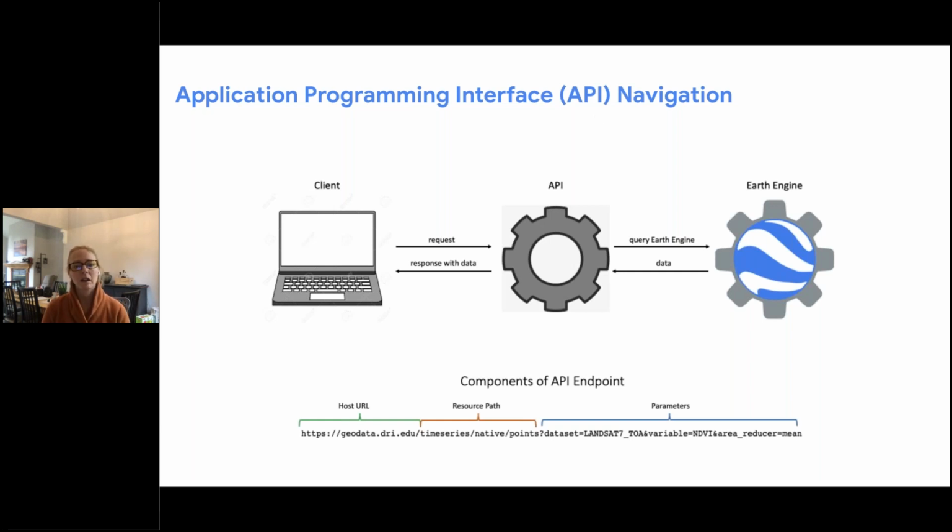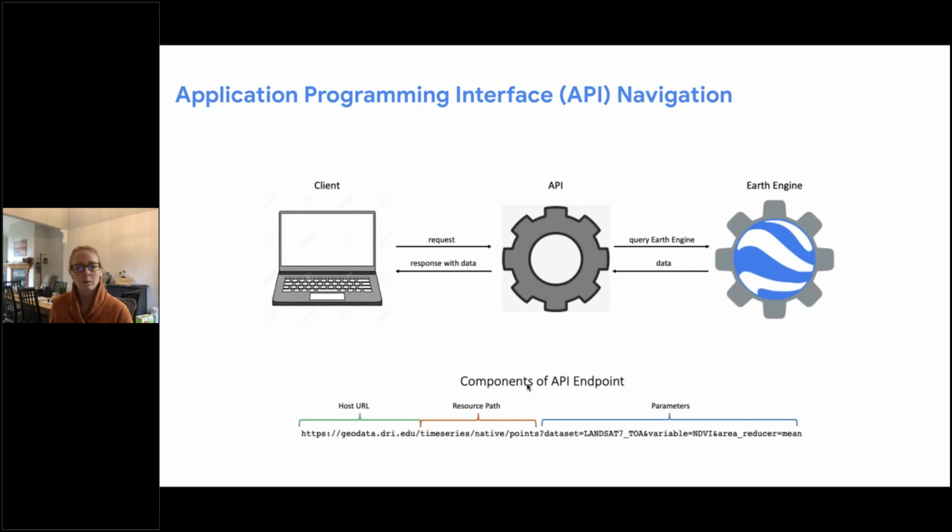And that's normally in JSON, or if it's a raster, it could be sent to a storage area on the cloud. It could be a map ID, which will create a map layer that you can use in a browser. Or it could just be a CSV that you could download.